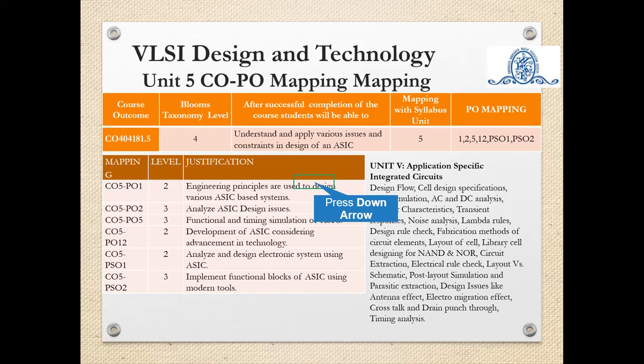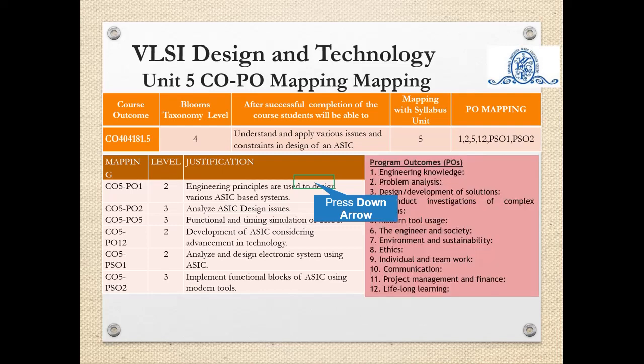As engineering principles are used to design the various ASIC based systems, it is mapped with PO1 with level 2. We have to analyze the ASIC design issues, hence it is mapped with PO2, that is problem analysis. The functional and timing simulation of ASIC requires the modern tool usage, hence it is mapped with PO5. The development of ASIC considering the advancement in technology is to be updated continuously. So it is also mapped with lifelong learning PO12.